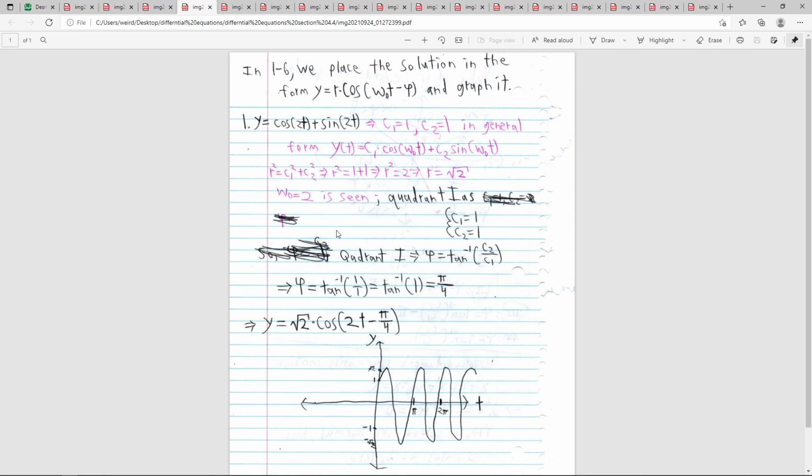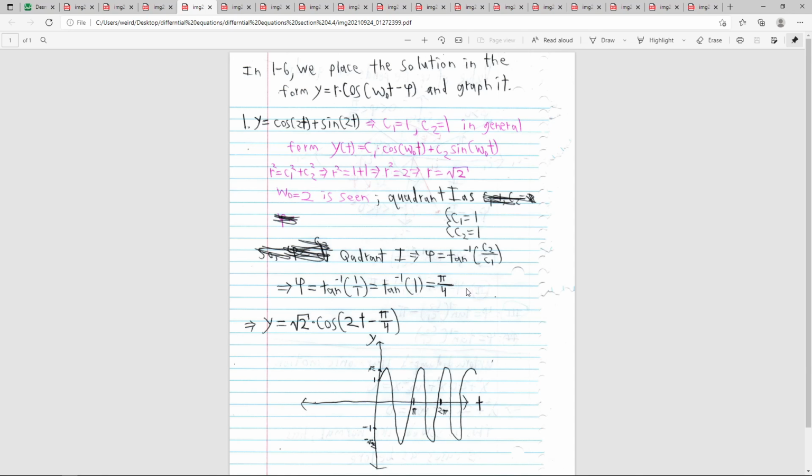And we can see omega naught equals 2. Then we have to figure out our angle of phase. And it's quadrant 1 first because C1 and C2 are both positive. So psi just equals the arctangent of 1. It ends up, and that's pi fourth.